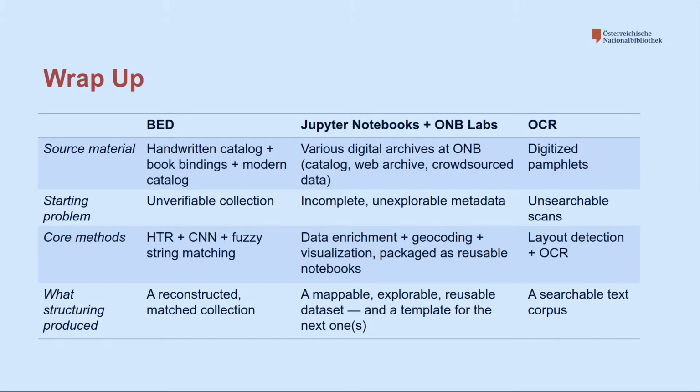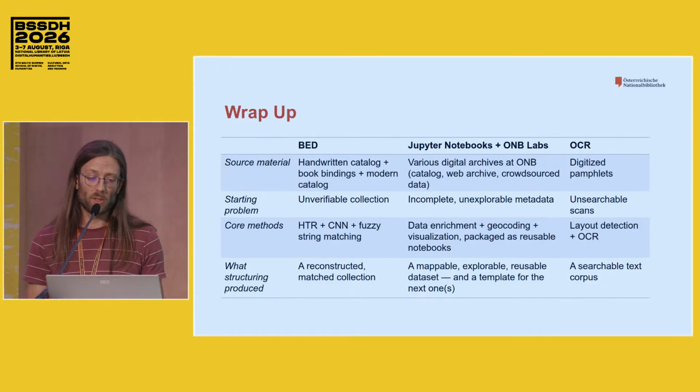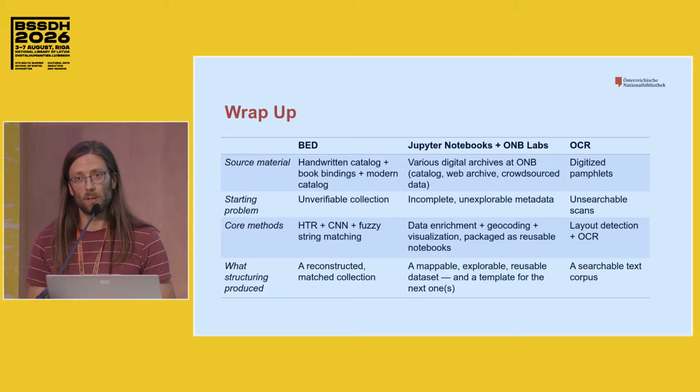And finally, for the OCR project, we used OCR. I mean, that's the name, but we also developed a custom pipeline for layout detection. And of course, that worked nicely for the pamphlets, but it doesn't work nicely yet for the newspapers we have, because newspapers have an even more complicated layout with multiple columns and illustrations in between, and we're still working on that.